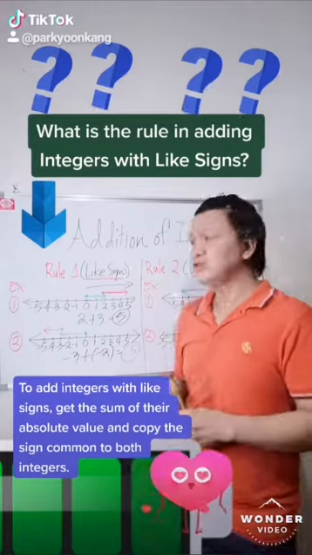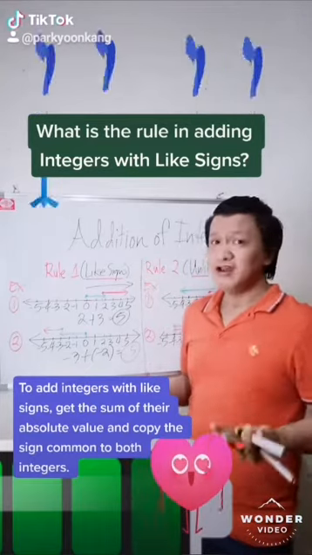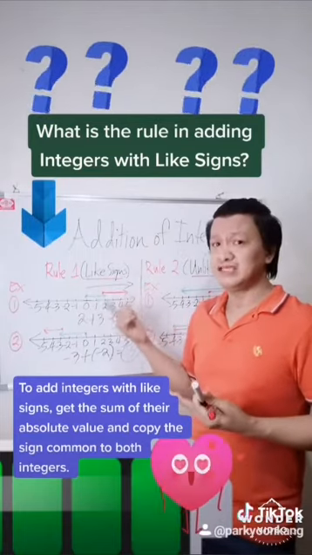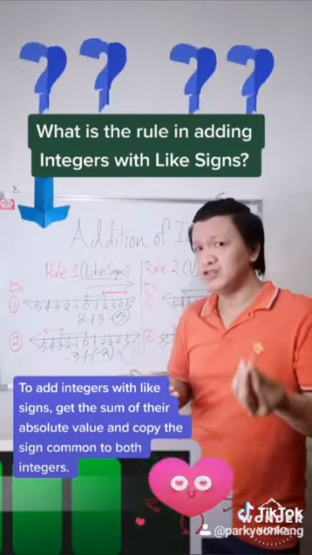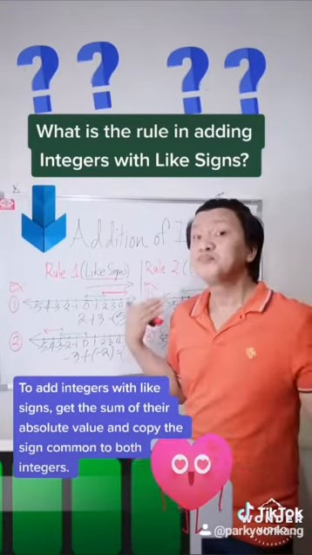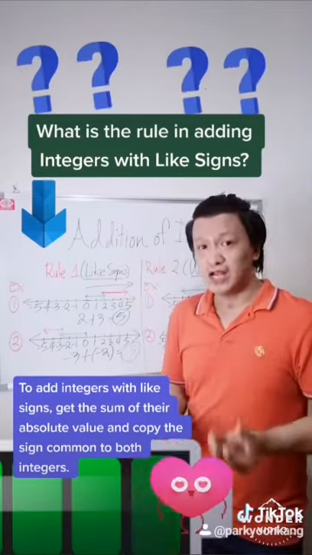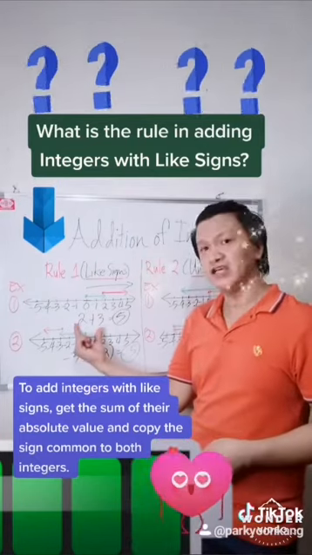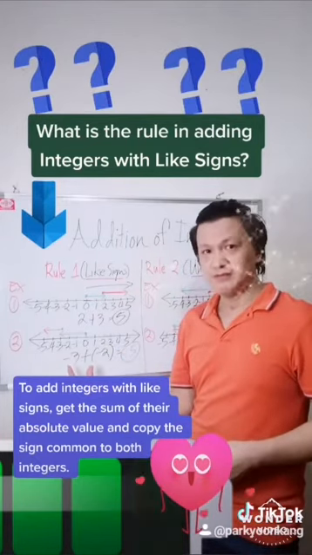Now, we are going to define. Ano ay ang ibig sabihin ng rule 1, which is adding of integers with like sign? Pag sinabi natin adding integers with like sign, just simply add the absolute values and copy the common sign, whether it is both positive or both negative.